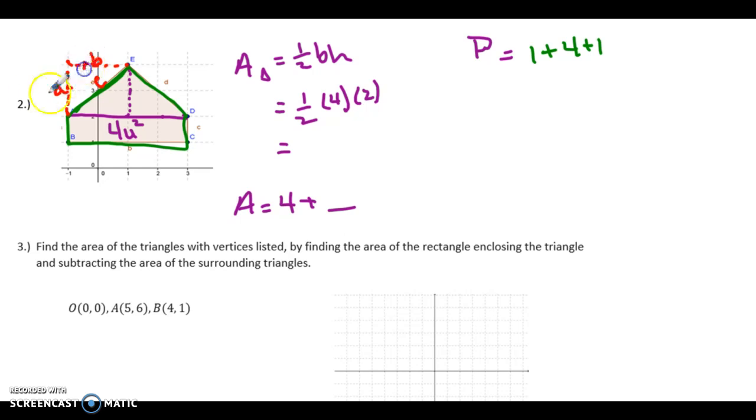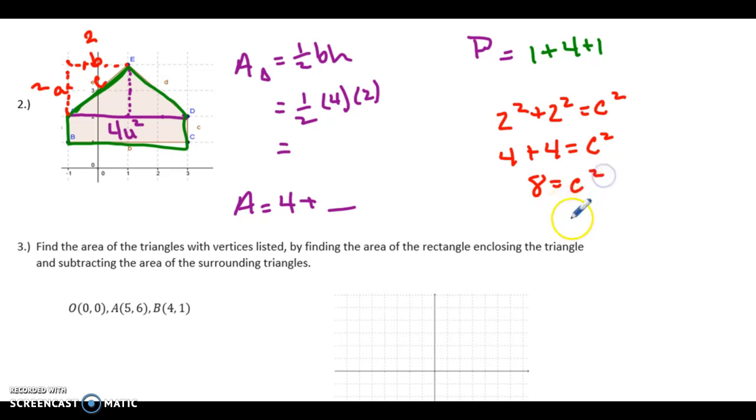and so A is 2 and B is 2, and so when I do the Pythagorean theorem, to get the other side, I'm going to do 2 squared plus 2 squared equals C squared. So 4 plus 4 equals C squared. 8 equals C squared. And so C then equals the square root of 8. When I go back up to find the perimeter, I know that C is the square root of 8, and this side over here is the same, so the square root of 8 again.